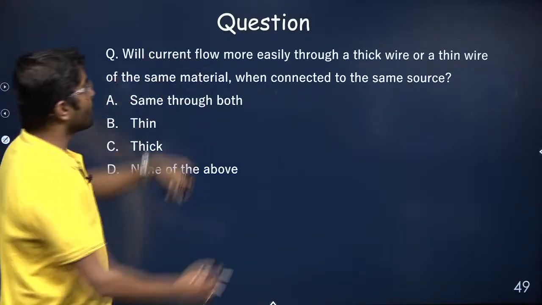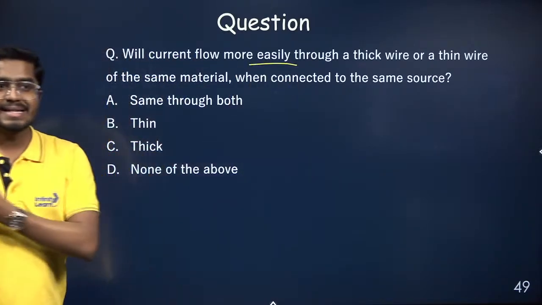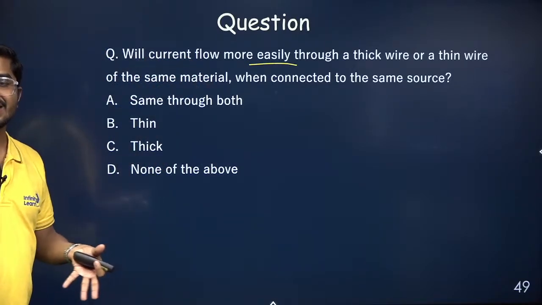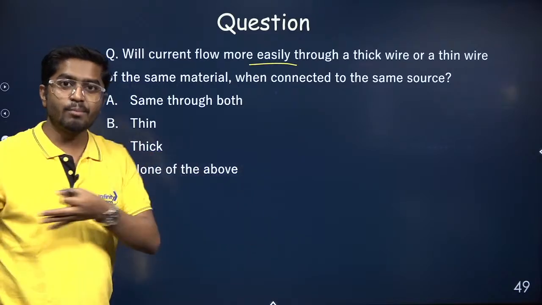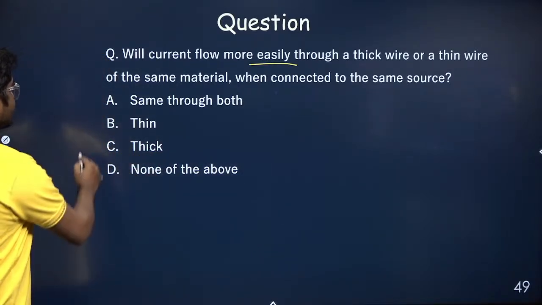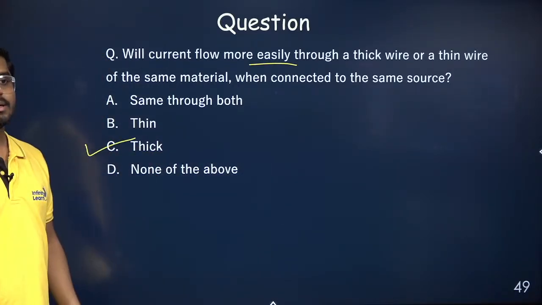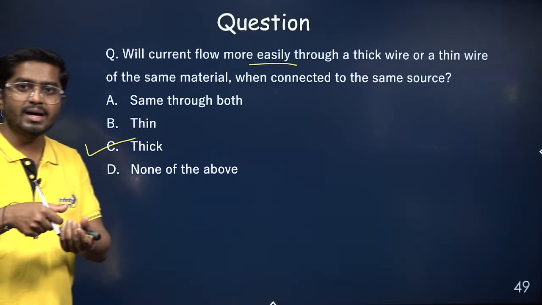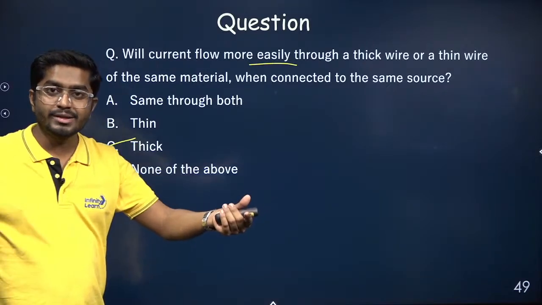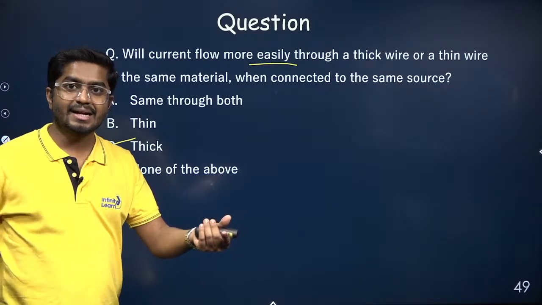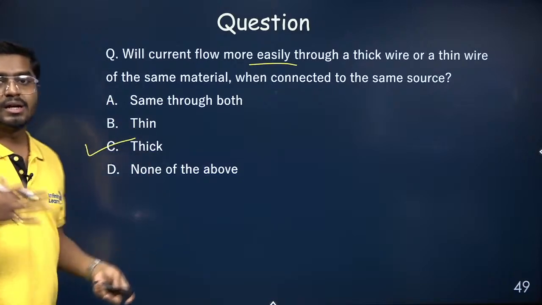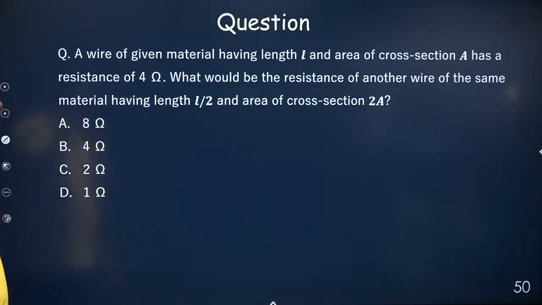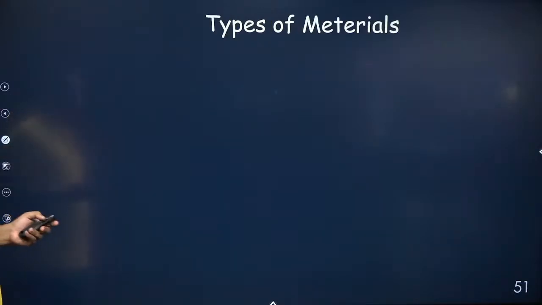So current will flow more easily. कहाँ से easily flow करेगा current? Through a thick wire or thin wire. If it is thick wire, so bigger cross section, तो current बहुत आराम से flow करेगा ना? So it is option number C. Current will flow easily through the thicker wire. Thinner में से क्या होगा? Resistance बहुत ज़्यादा होगा. Water बहुत कम flow करेगा. So same electrical current from the thin wire will not be able to flow easily. ठीक है? So now I'll skip this question. We'll come back to that.